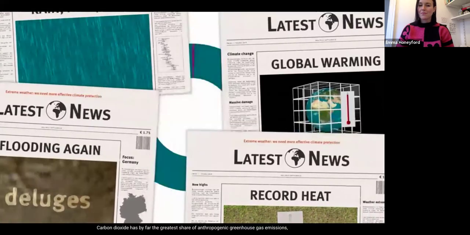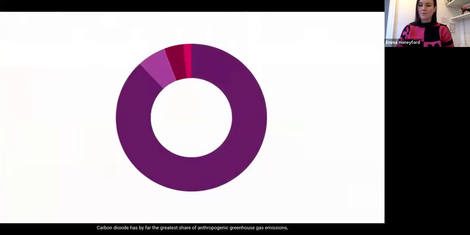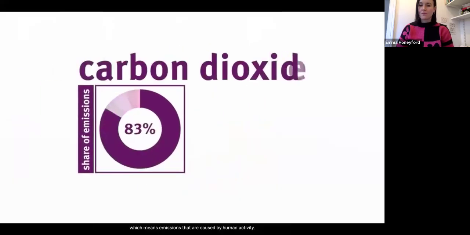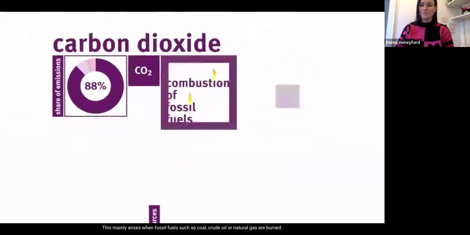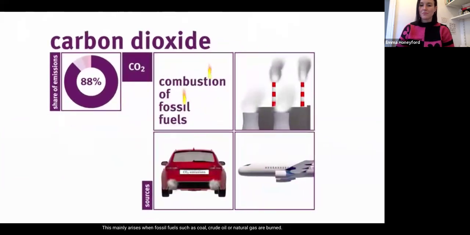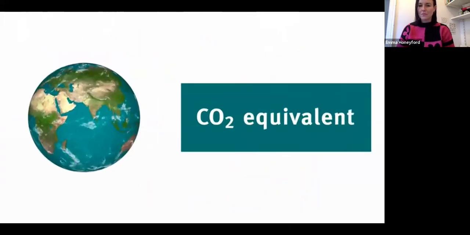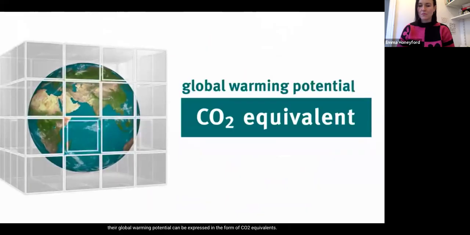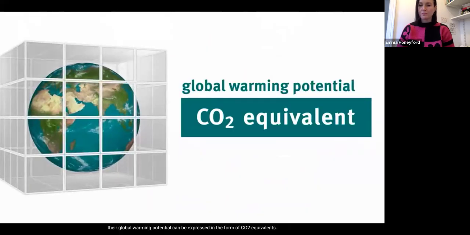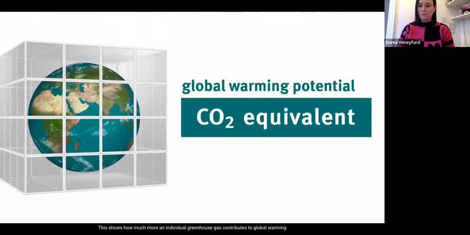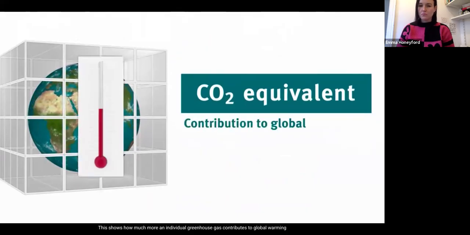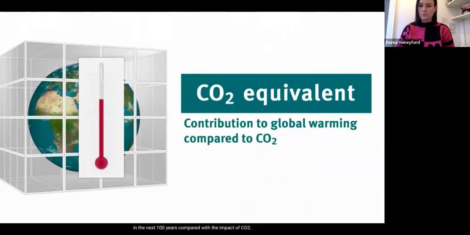Carbon dioxide has by far the greatest share of anthropogenic greenhouse gas emissions, which means emissions that are caused by human activity. This mainly arises when fossil fuels such as coal, crude oil, or natural gas are burned. To be able to better summarize and analyze the effects of these gases, their global warming potential can be expressed in the form of CO2 equivalents. This shows how much more an individual greenhouse gas contributes to global warming in the next 100 years, compared with the impact of CO2.